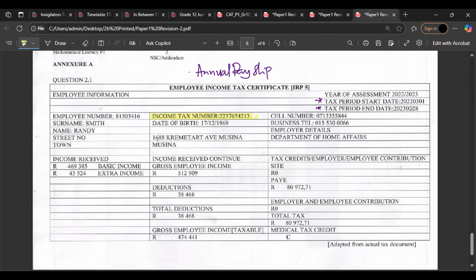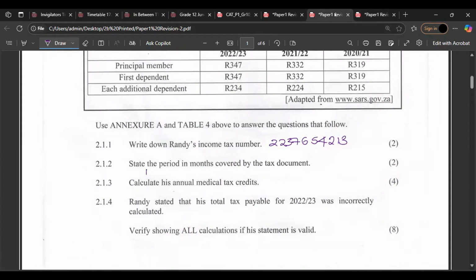Now this one, it's here. The period starts on the date of 1st March 2022 to end of February 2023. Now, those are 12 months. So it's from March. You're going to count from March to December. These are 10. Then we have January and February. These are 2. When you add them up, you get 12 months. Okay. Calculate his annual medical tax credits.